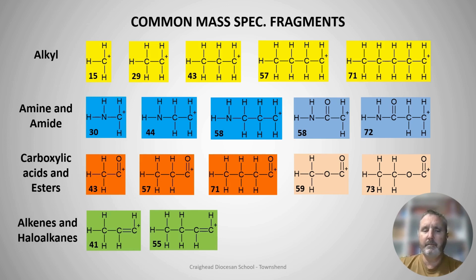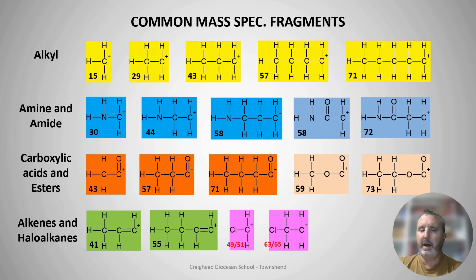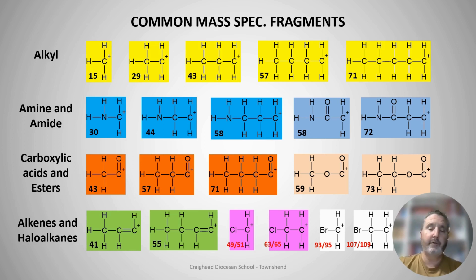Alkenes, we're going to see peaks at 41 and 55, a bit smaller compared to the alkyls because they are 2 hydrogens shorter. And bromines, chlorines, we're going to see peaks at 49, 51 for a fragment. Notice that we'll actually see 2 peaks, and they're going to be in a 3-to-1 ratio. We're going to go over that in the next slide. And when we have bromines, we're going to have peaks 2 apart as well: 93, 95 if you have 1 bromine and 1 carbon, or 107 and 109 if you have 2 bromines and 2 carbons.